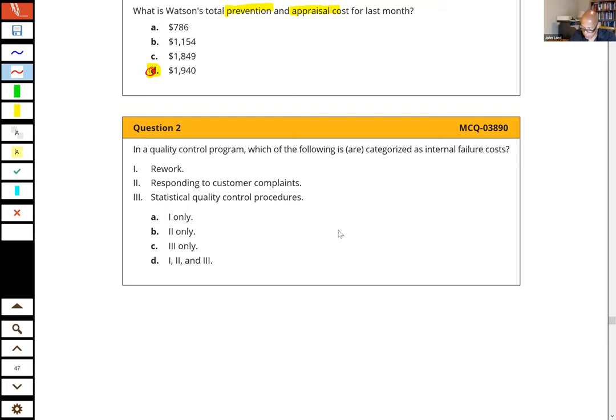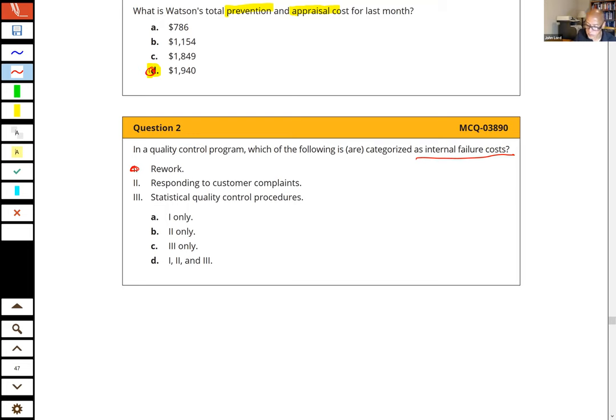Okay, guys, looks like everyone's had a chance to look at this one. So I'm going to go ahead and end the poll a little quicker than usual. And yeah, everyone got this right. So you start to look at these and I think you're seeing the pattern here. This is largely definitional, what is considered an internal failure cost, right? Internal is what? Reworking, yeah.